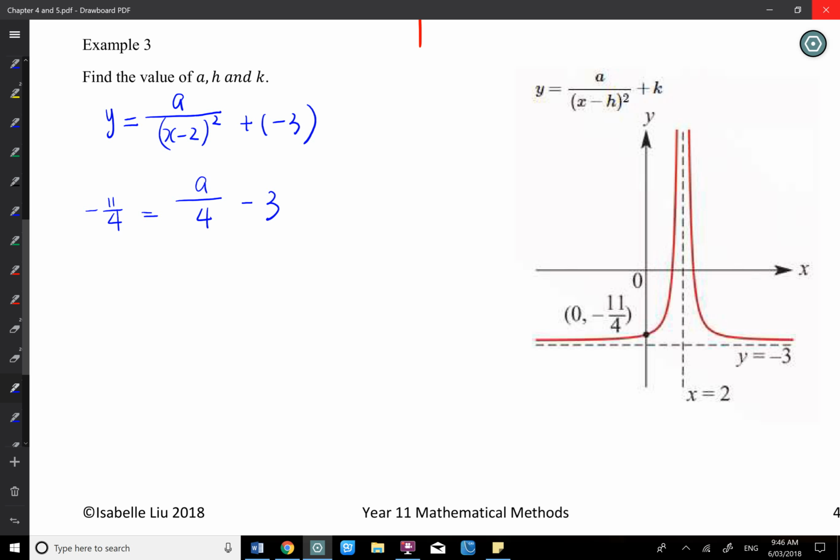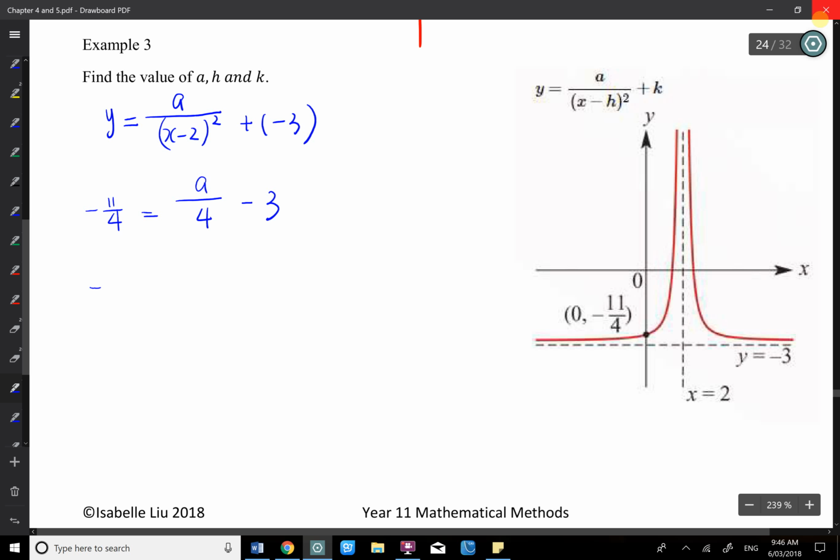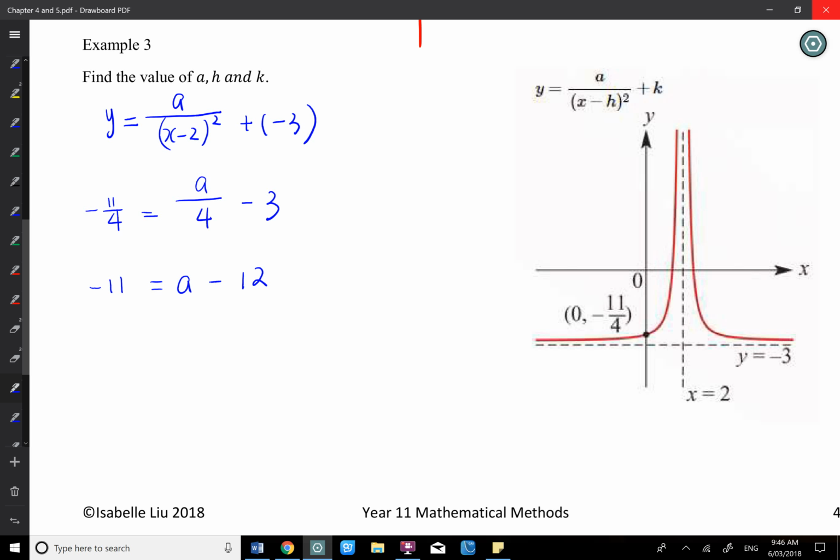So I want to get rid of the denominator, like when I solve equations. So I'll times 4 on both sides of the equation first. It just makes it easy for me to solve. And don't forget to times 4 with the 3 as well. So times 4 on both sides of the equation. So a is just 1.